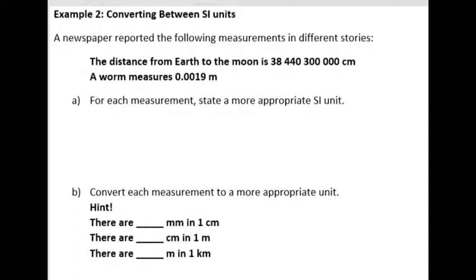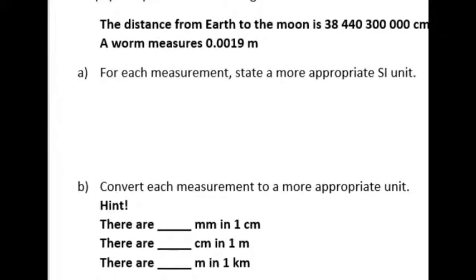Whoa. Does anything seem strange to you about those two measurements? Why would they show up in centimeters and meters? Why would you measure the distance from the Earth to the Moon in centimeters? That seems like the wrong unit to use, right? What unit would make more sense? Kilometers, right? That's how you measure bigger distances. So let's state that in a more appropriate unit. We would use kilometers for the Earth to the Moon.